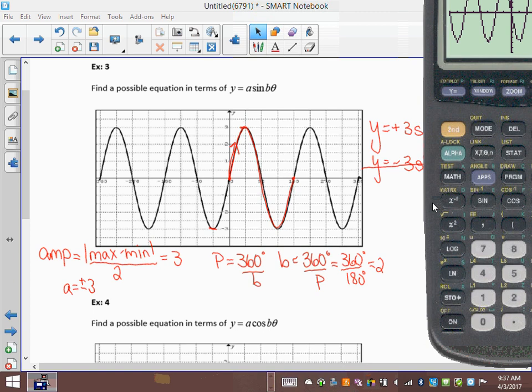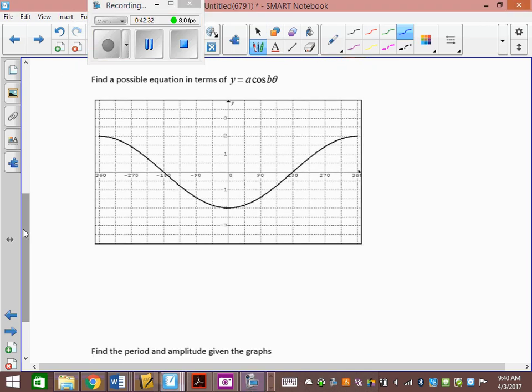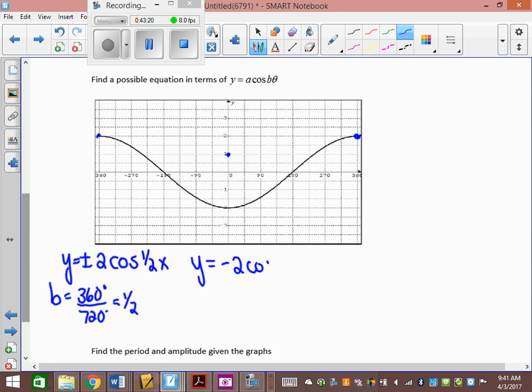Okay. You guys try this one. So this one, my a value, negative 2 to 2, my amplitude is going to be either plus or minus 2. And then cos, from here to here is 720. So b equals 360 degrees divided by 720. So it's a half. So when your b value is a fraction between 0 and 1, it actually makes the graph wider because you're dividing by half, which means you're multiplying by 2. Right? So we're going to have 1/2 x. Now, normally my cos graph, you guys, has a maximum at 1. It now has a minimum. So it's been reflected. So it's going to be y equals negative 2 cos 1/2 x.